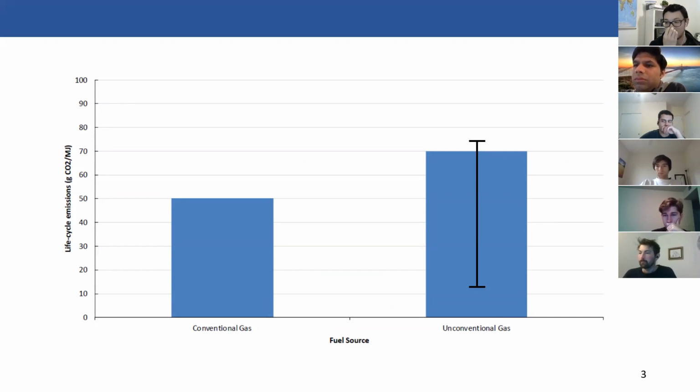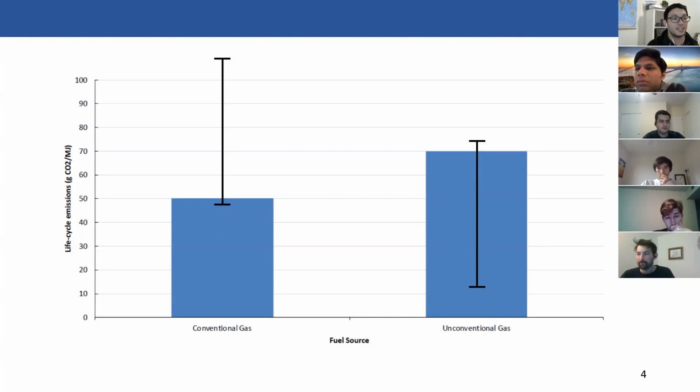reinterpret your results here? Okay, unconventional gas has a wide range, perhaps, of life cycle emissions, and so it can be worse or much better than conventional gas. Yep. And so we don't actually know anything about how that bar is distributed and how likely any outcome is, but now you're basically saying there's some chance that it can be better, right? How about now? What would you say about this graph?